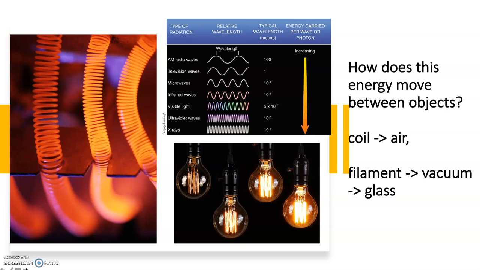And the transfer of that energy between objects. So for instance, with this coil, with this heated coil over here, how do you transfer the energy in that coil to the air around it? And how do you transfer the energy from the filament through the vacuum of the light bulb to the glass around it? This transfer of energy is very important in astronomy, and we're going to get to that on the next video.